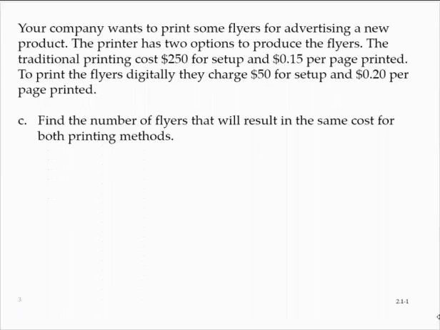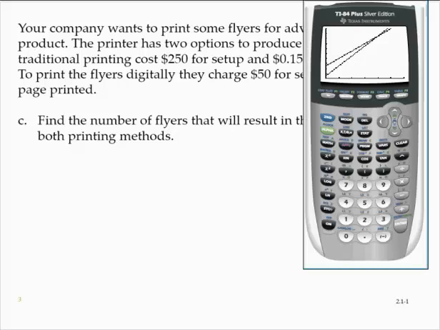Find the number of flyers that will result in the same cost for both printing methods. That will happen at the point of intersection. I have the graph, and I see that the two lines intersect. Go into the Calculate menu, which is above the Trace key. So I'll hit second and the Trace key to bring up the Calculate menu, and I'm going to choose the fifth option, the Intersect command. So I move down to it and I press Enter.